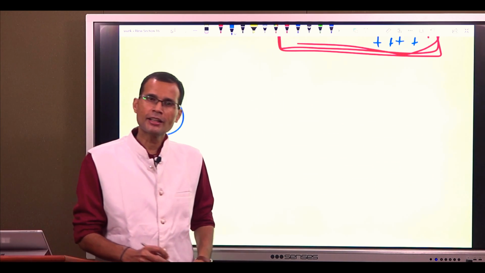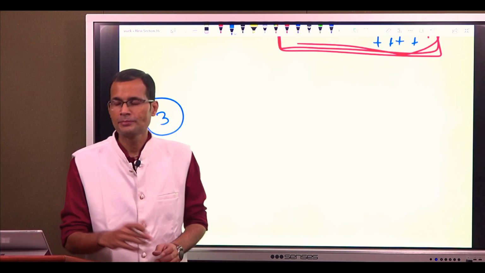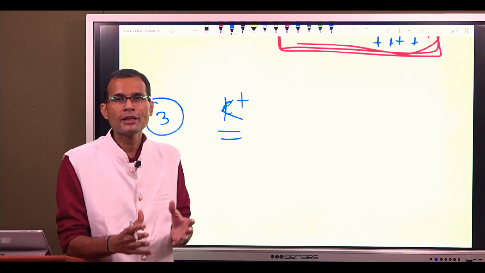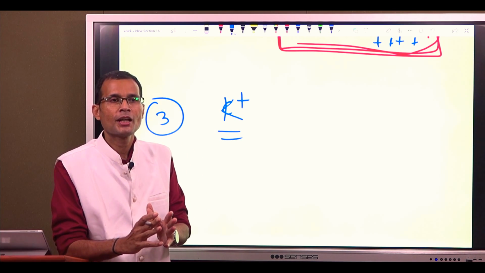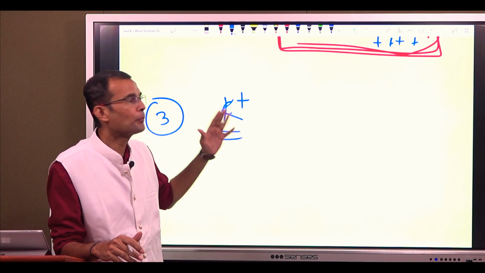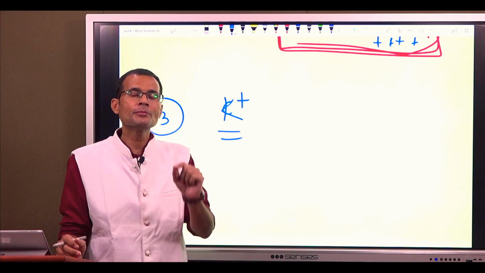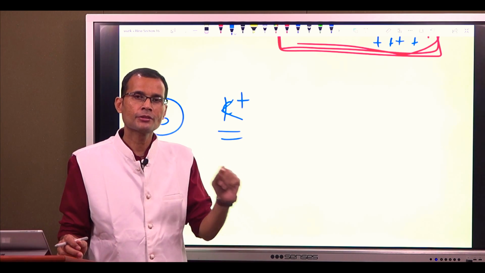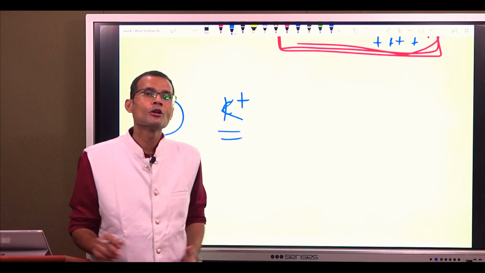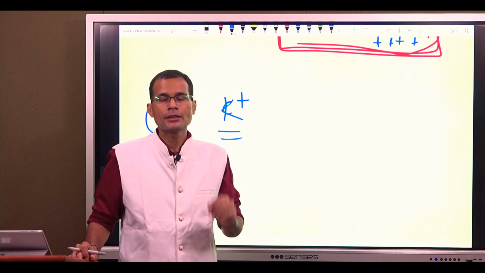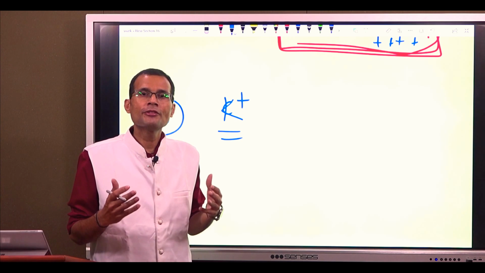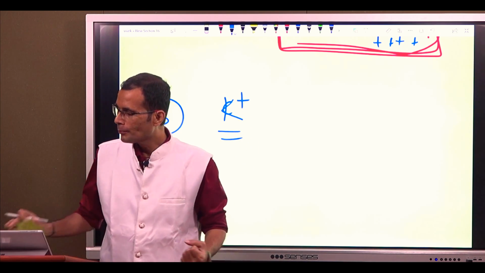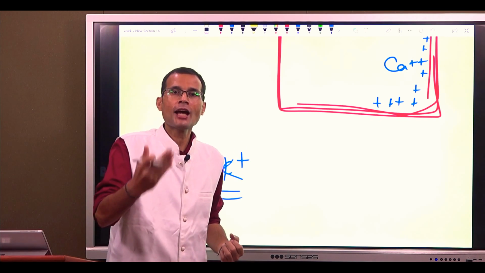Third, any other cation? Potassium. Yes, this is what I need you to understand. I want to draw your attention to potassium. Whether potassium can bring about membrane excitation, membrane depolarization. Possible? Look, why am I asking this question? The reason is, we have learnt in the case of nerve that first the sodium comes in, so the membrane excites, and then the potassium goes out.